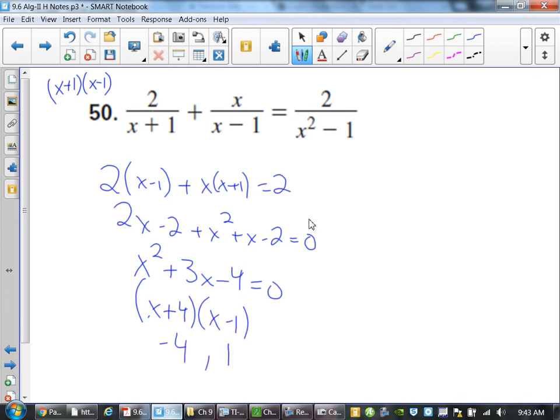Does the one work? What do I have to do about the one? Extraneous. So you just cross it out. Well, there is a solution. Can you divide by 1? Or what's 1 minus 1? Can I divide by 0? You just go back and substitute in.